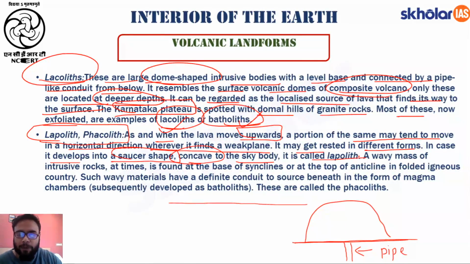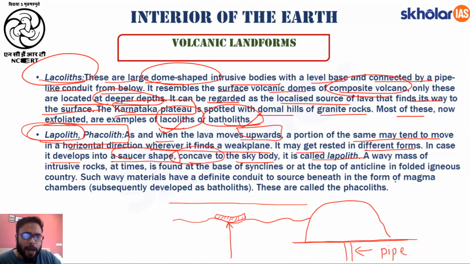Now what is a lapolith? So as the magma moves in the upward direction, what happens? It encounters a very weak layer, and because of this the magma starts to get deposited in the form of a concave shape even before reaching the surface of the earth, and these types of structures are called what? It is called your lapolith.